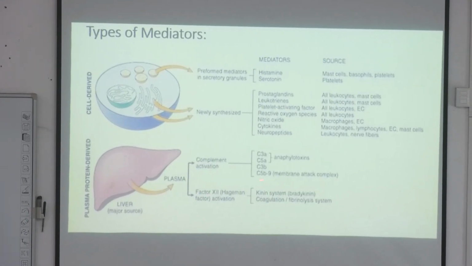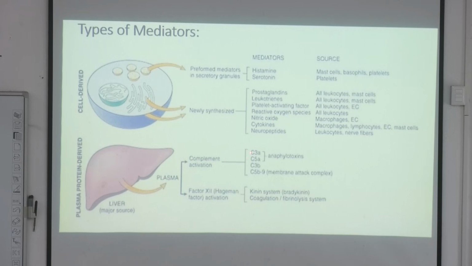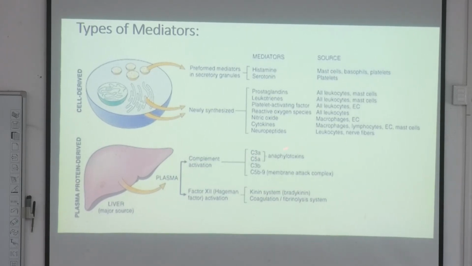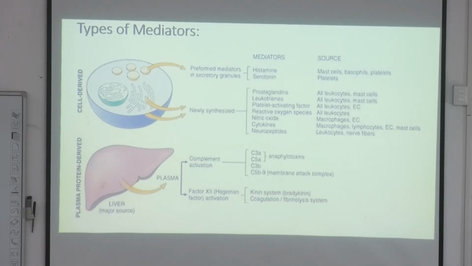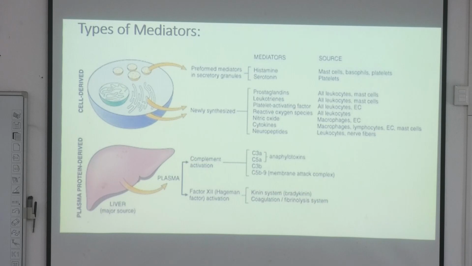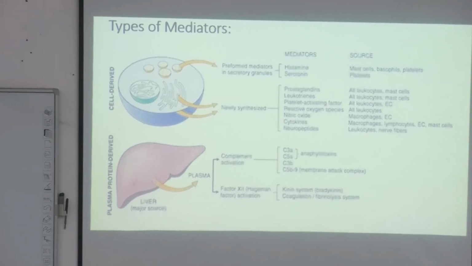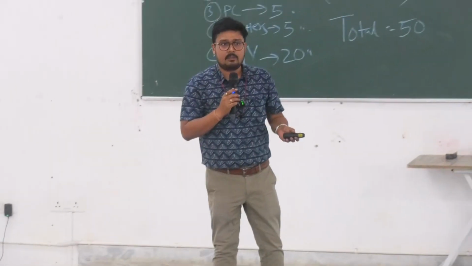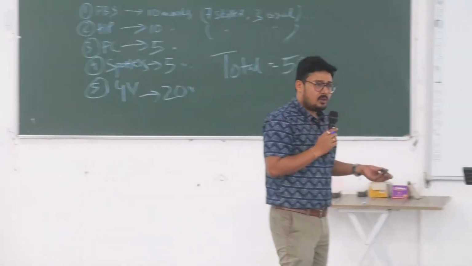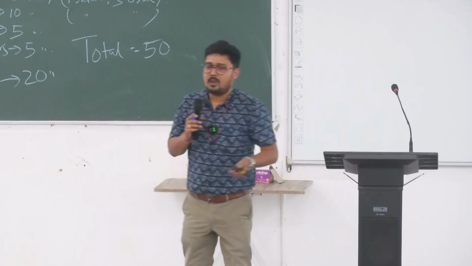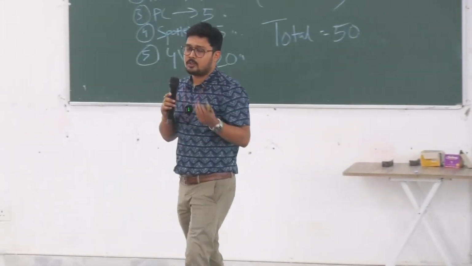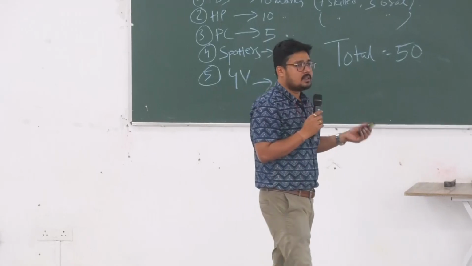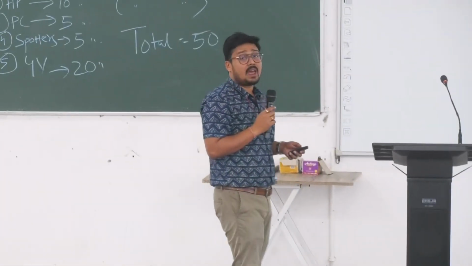the complement system and the kinin or coagulation system. Among the complement system, the byproducts are C3a, C5a, C3b, and C5b to 9. C5b to 9 are called the membrane attack complex, and C3a, C5a, and C3b are called anaphylatoxins. These byproducts are released due to activation of the complement system, either by the classical pathway, the alternative pathway, or the mannose-binding lectin pathway. But these are the byproducts, and they act as anaphylatoxins.